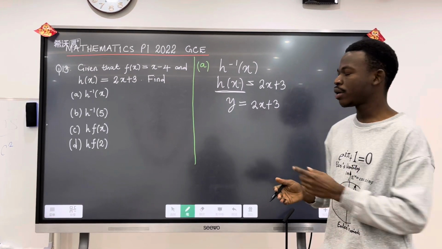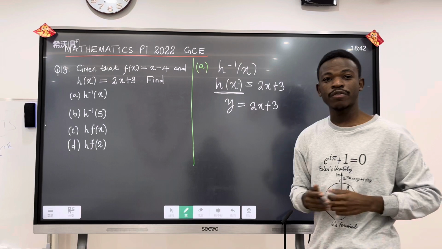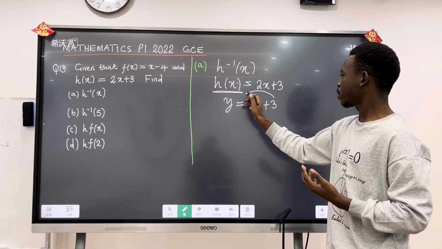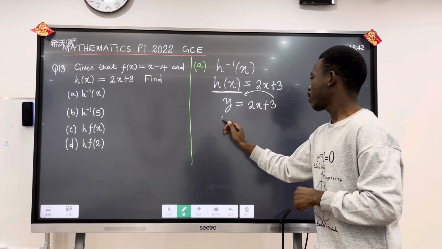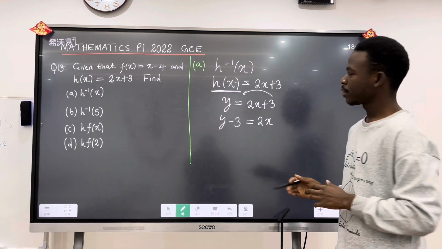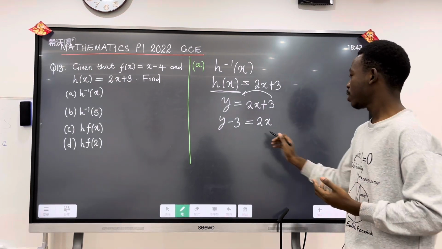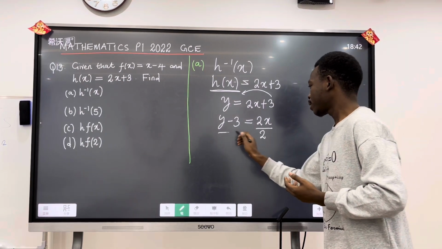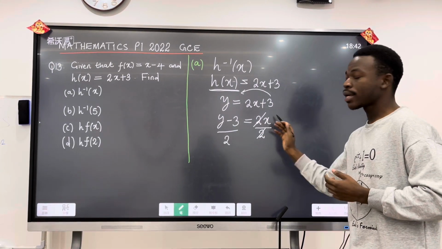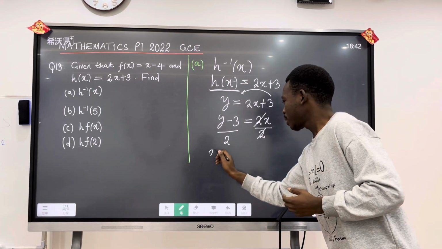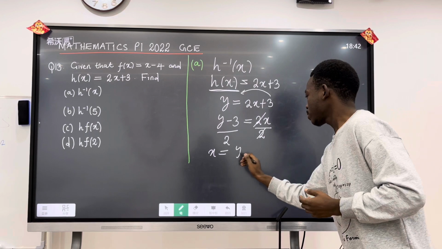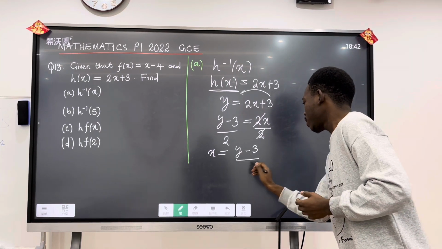The second step, we simply need to make x the subject of the formula. How do we make x the subject of the formula? First of all, 3 should cross the equal sign. We're going to have y minus 3 equals 2x. To remain with x alone, what do we do? We divide both sides by 2. You can see that the 2's will cancel. We're going to remain with x alone. So x equals y minus 3 over 2.